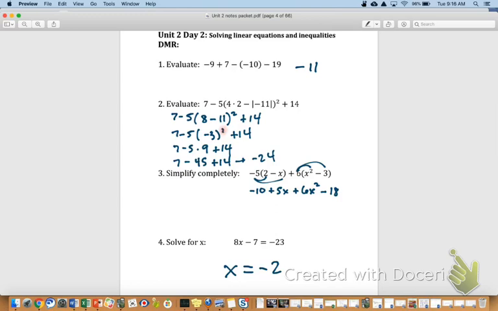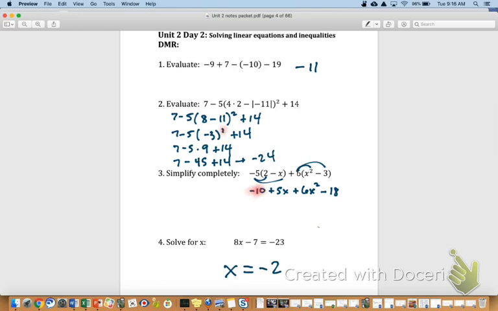Then what I need to do is ask myself, are there any terms that are like terms that I could add together and combine to make this a little more simple? So when I first look at this, I'm just going to go from left to right. I'm going to highlight the negative 10 in red and ask myself, is there any other term in there that's like negative 10?